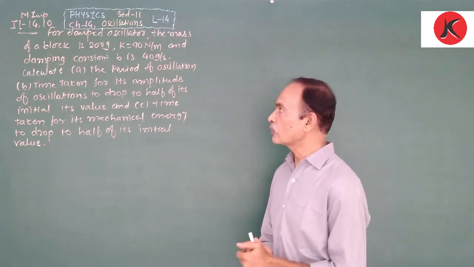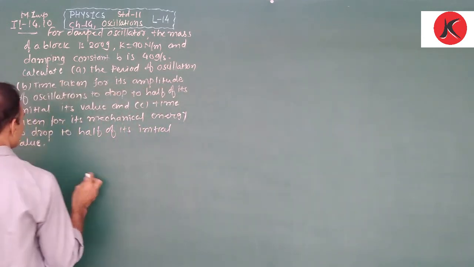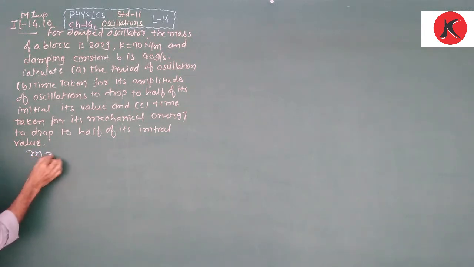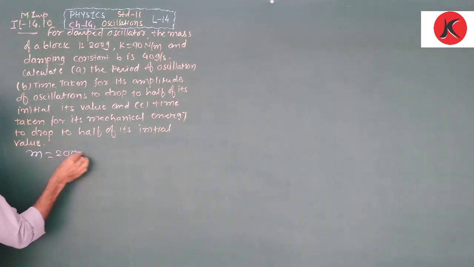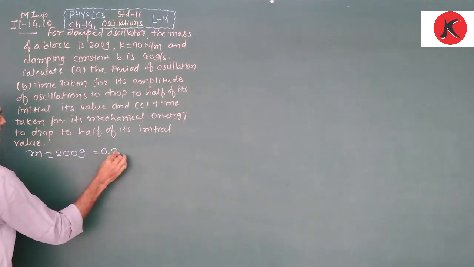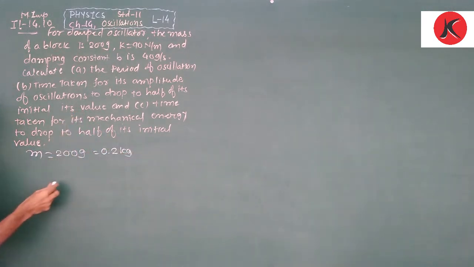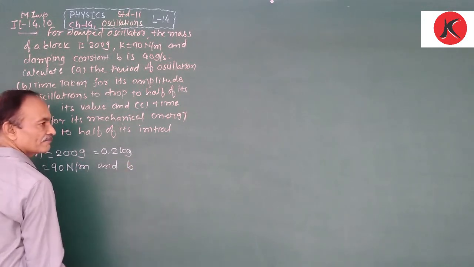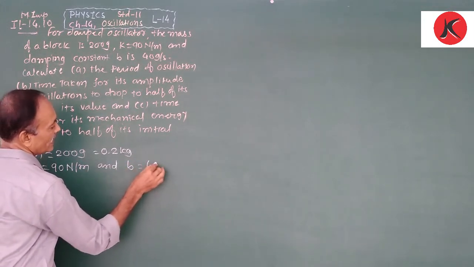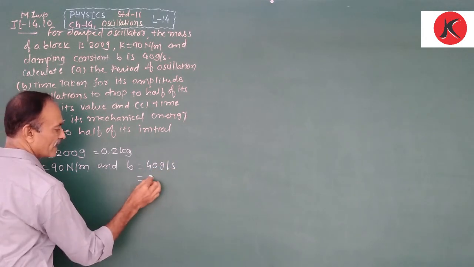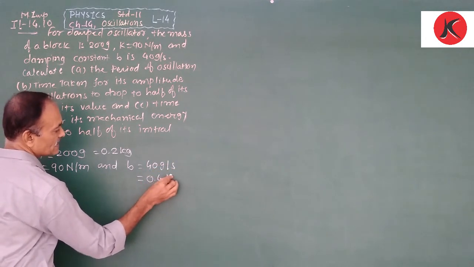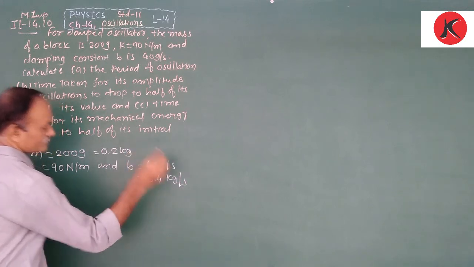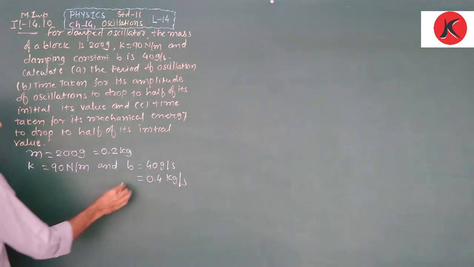So first we note down whatever data is given. The mass is given, therefore m is equal to 200 gram, that means 0.2 kg. Now, force constant k is given as 90 Newton per meter. And the damping coefficient b is given as 40 gram per second, converted into MKS, 0.4 kg per second. That is the value of b.